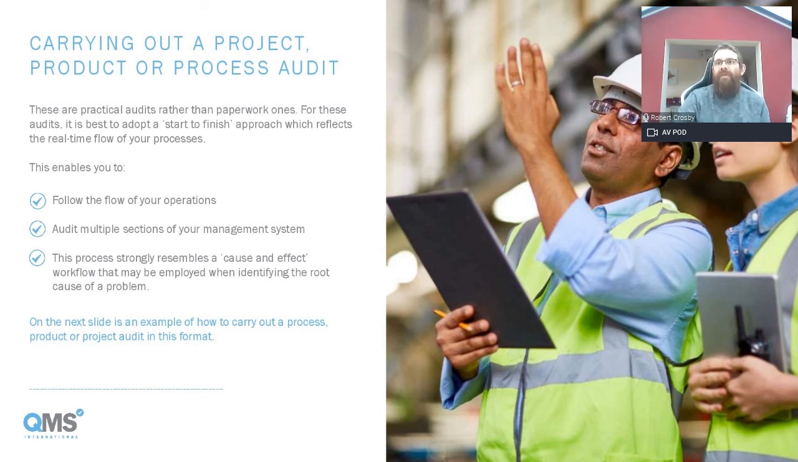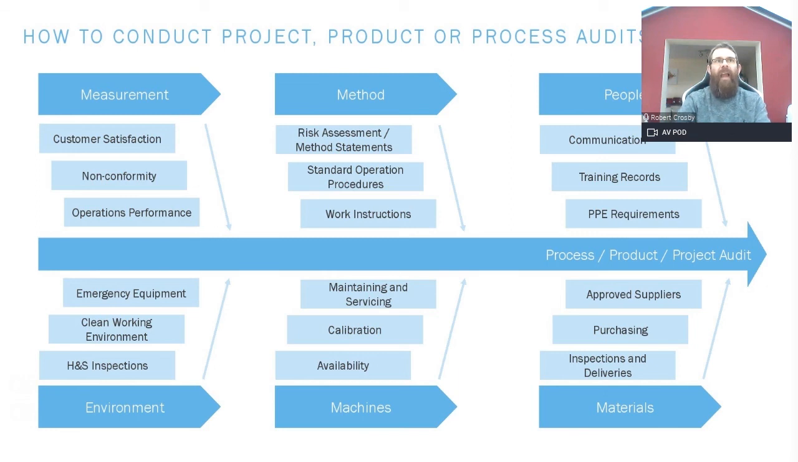So what I'd just like to do with this approach is identify the kind of things that are involved when you're carrying out a project, product or process-based audit. I've mentioned this, but as you can see by the slide, there are many aspects for a product, process or project to be carried out. And these give you some examples of what's included.